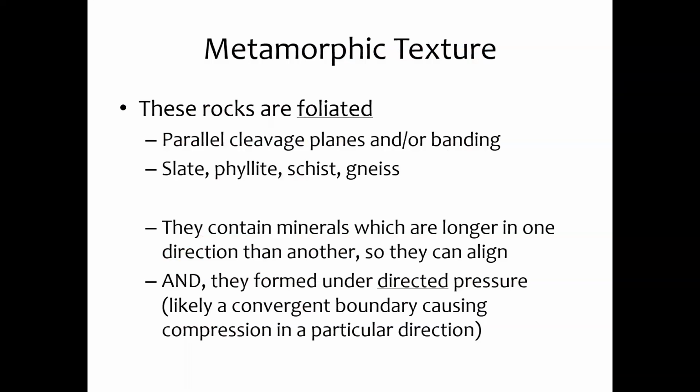So these rocks that we've looked at, slate, phyllite, schist, and gneiss, all have a particular texture that we want to talk about. And that texture we call foliation. We say all of these four rocks are foliated, which means that there's layering to them.